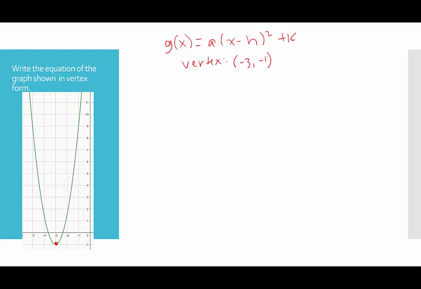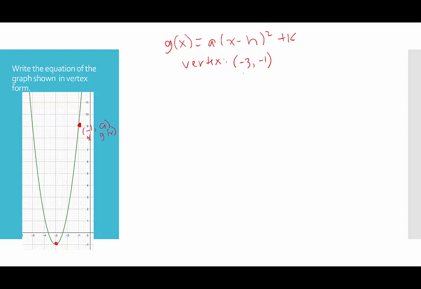And then I know that a is positive and I know there's a stretch, but I'm not sure what the stretch is. So we're going to find another point on the graph, a nice point that goes through. I don't see any zeros, unfortunately, but I do see this right here. And this point is negative 1, 9. So I'm going to plug in negative 1 for x and 9 for g of x.